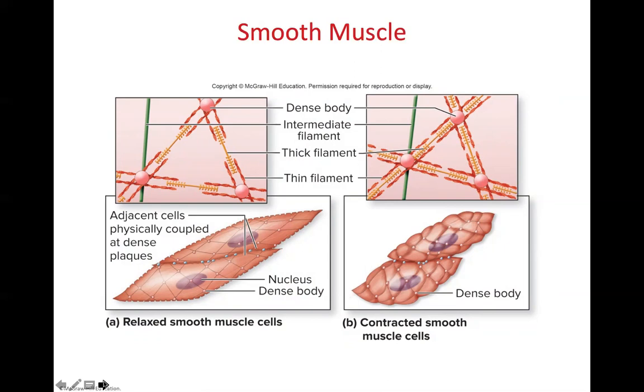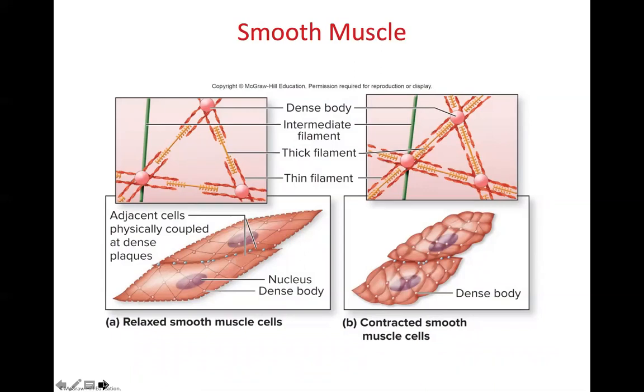On the right, you can see a contracted smooth muscle cell, and you can see that the thick and thin filaments are sliding past each other. They're contracting the entire cell. So it's more like scrunching up the entire surface of the cell. And this is why we don't see visible striations in smooth muscle.